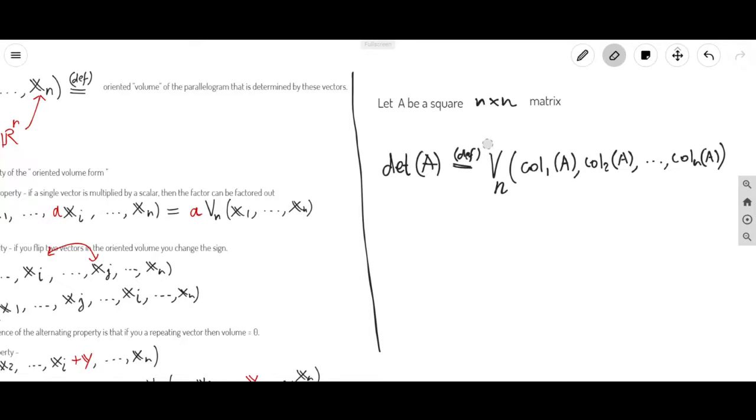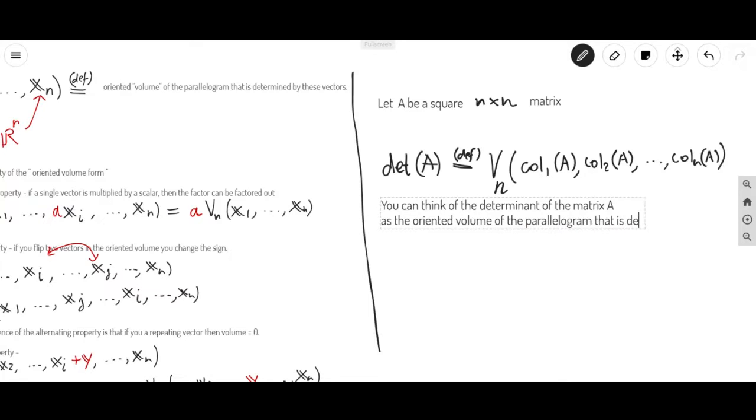Now, the significance of this number and why we care about it will be explained later on, but you can think of it like this. You can think of the determinant of the matrix A as the oriented volume of the parallelogram that is determined by its n columns. So the columns of the matrix end up determining a parallelogram, and it's the volume that parallelogram takes up.